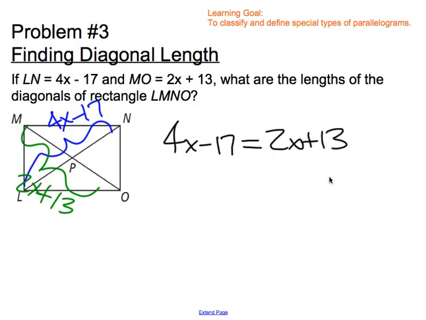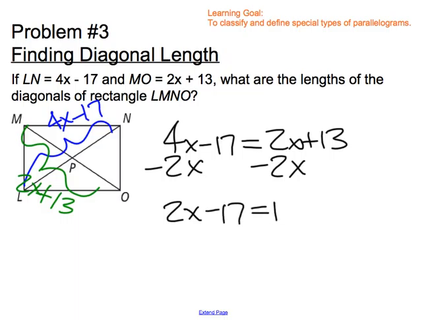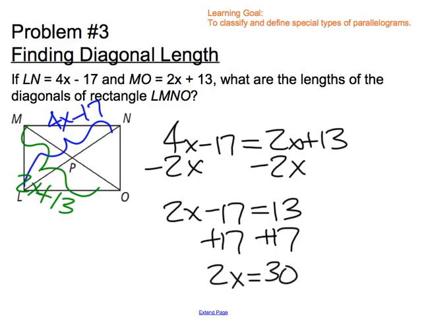If we subtract 2x from both sides, on the left-hand side, we get 2x minus 17 equals positive 13. By adding 17 to both sides, we find that 2x has to equal 30. And therefore x must equal 15.